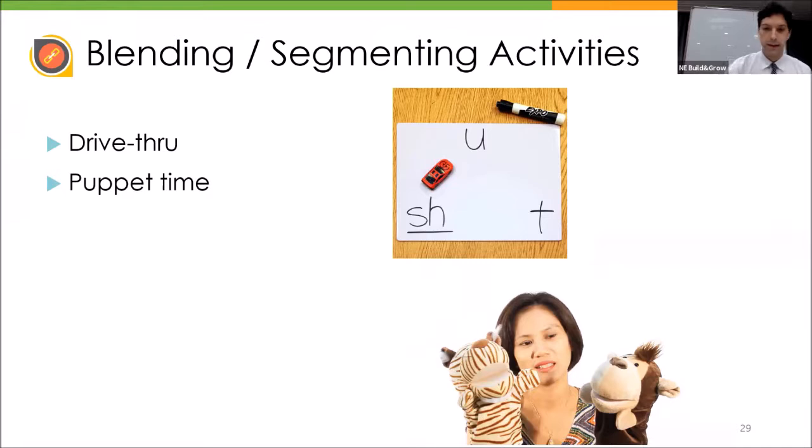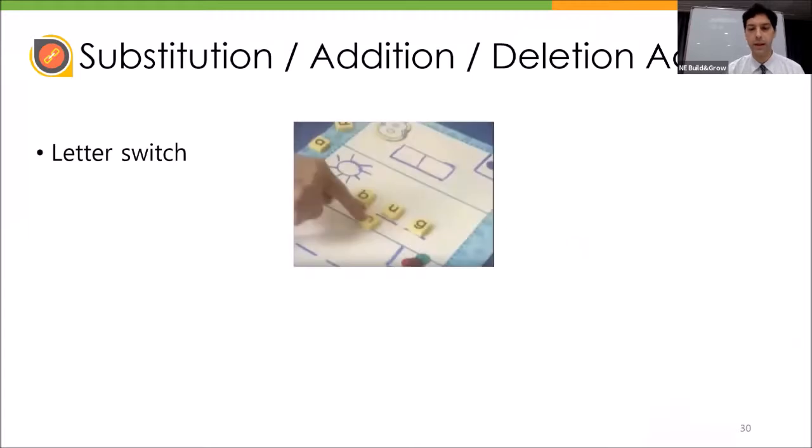Okay, so let's move on and let's look at some substitution, addition, and deletion activities. So here we have something called the letter switch. I'm sure you've seen this and you've probably used this in your classroom before, right? Now, when we are doing this in the online classroom, we can do a very basic kind of letter switch, which is writing it on the whiteboard. So I'm going to write a word, and then you're going to read it to me. I'm going to switch a letter, and you're going to read it again. So let's go ahead and let's go with this.